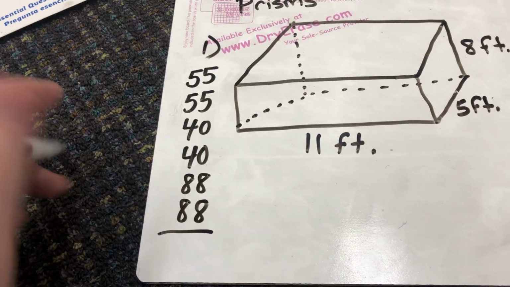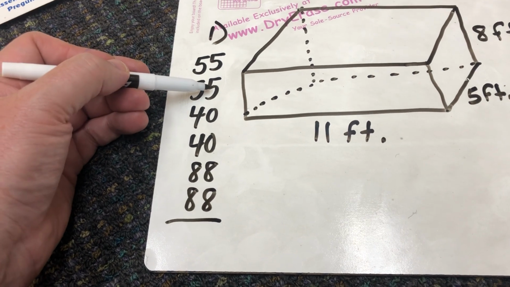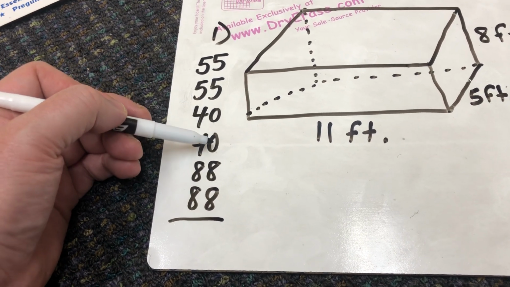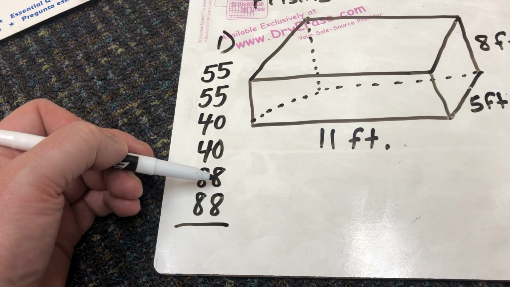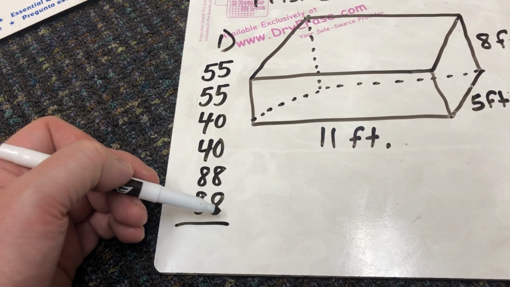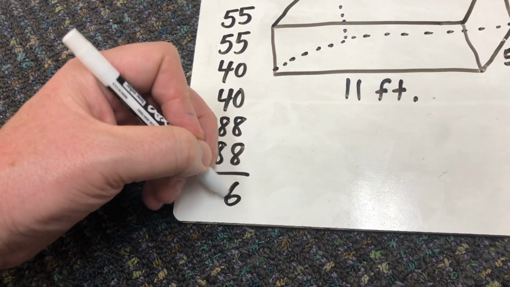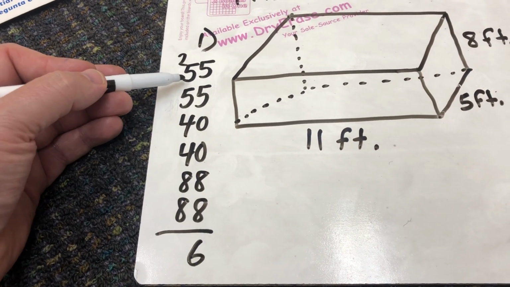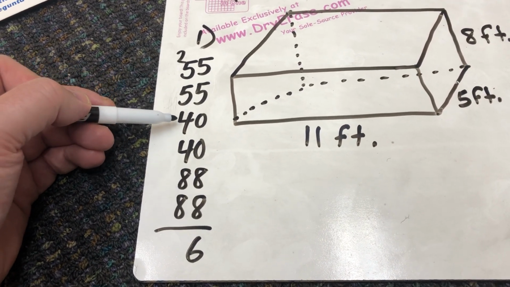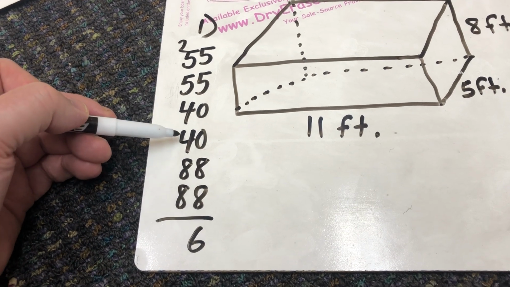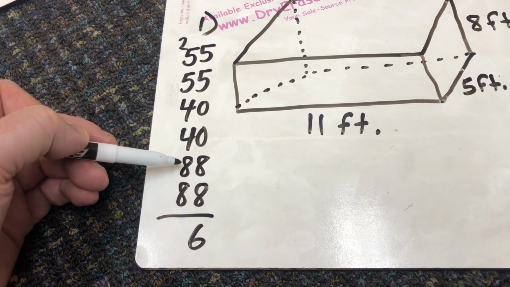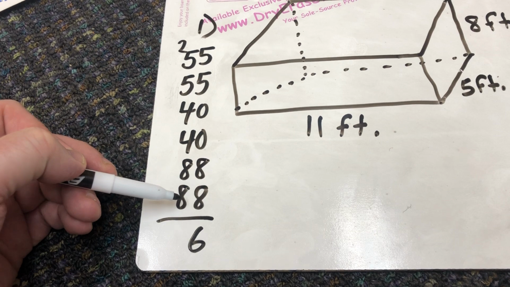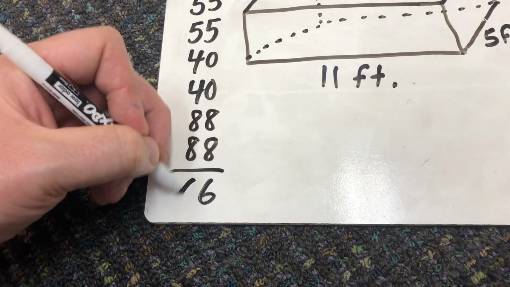Now I have to add all these together. Well, 5 plus 5 is 10, still 10, still 10, plus 8 is 18, plus 8 more is 26. So I'm going to put the 6 down and carry the 2. Well, 2 plus 5 is 7, plus 5 is 12, plus 4 is 16, plus 4 is 20, plus 8 is 28, plus 8 more is 36.